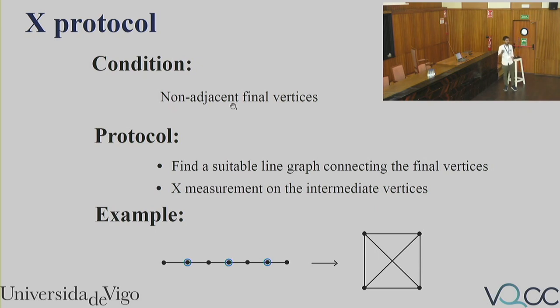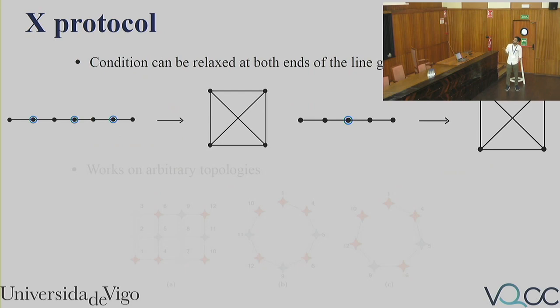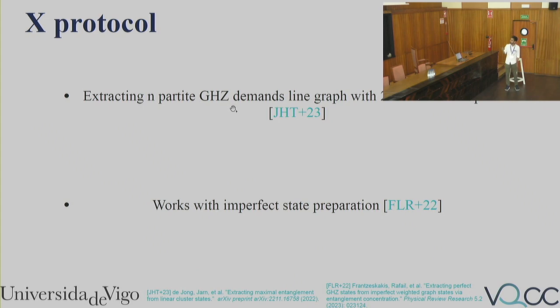So the result seems very simple, but I'm not going to explain here why this is true or how we end up here, but this is the main result. And this condition that we need additional edges with additional vertices between every other vertex can be relaxed at the ends of the line graph. Because of this, you just need one additional vertex for constructing a 4 GHZ state. And so far we have only seen examples of line graphs, but this works in arbitrary topologies.